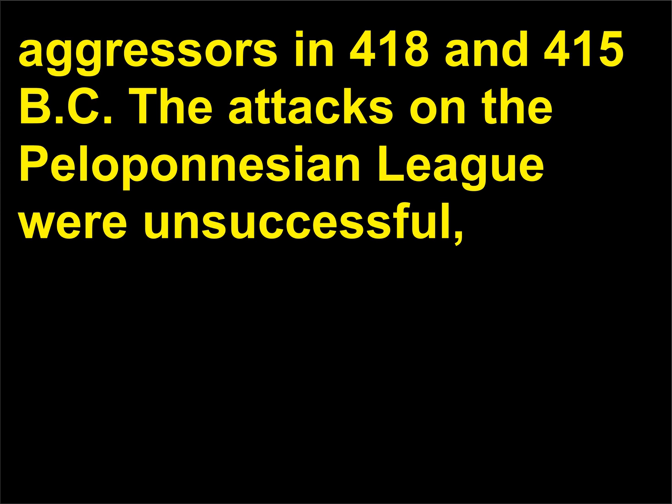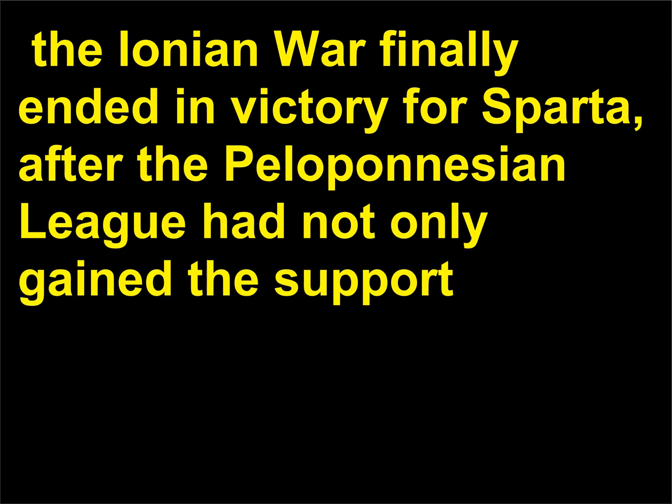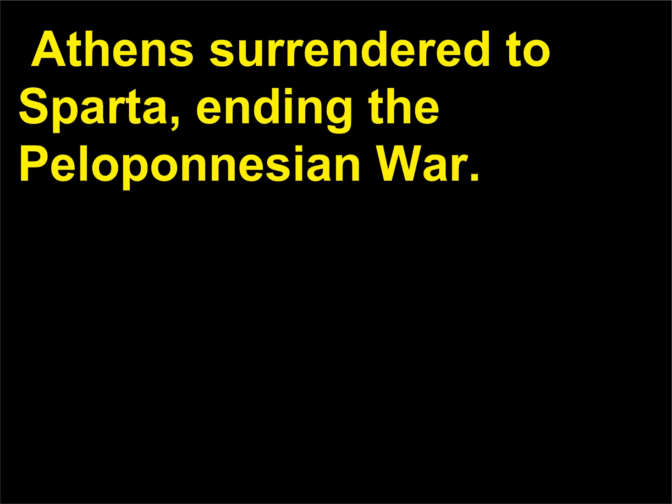The attacks on the Peloponnesian League were unsuccessful, and so the Ionian War broke out, 413 to 404 BC. After years of fighting, the Ionian War finally ended in victory for Sparta, after the Peloponnesian League had not only gained the support of Persia to defeat Athens but had successfully encouraged Athens' own subjects to revolt. Athens surrendered to Sparta, ending the Peloponnesian War.